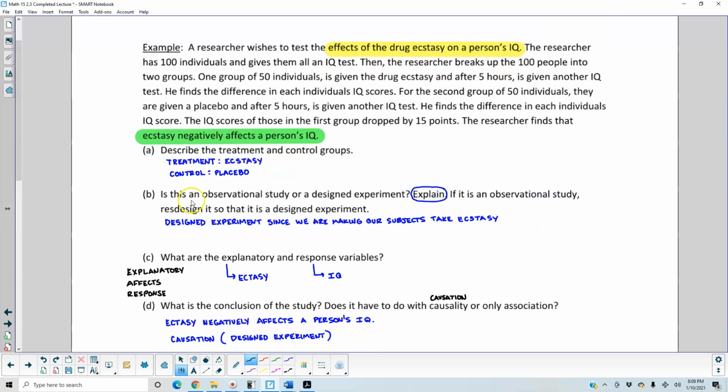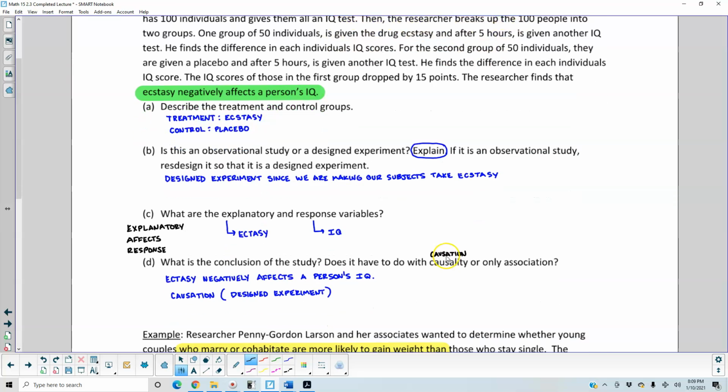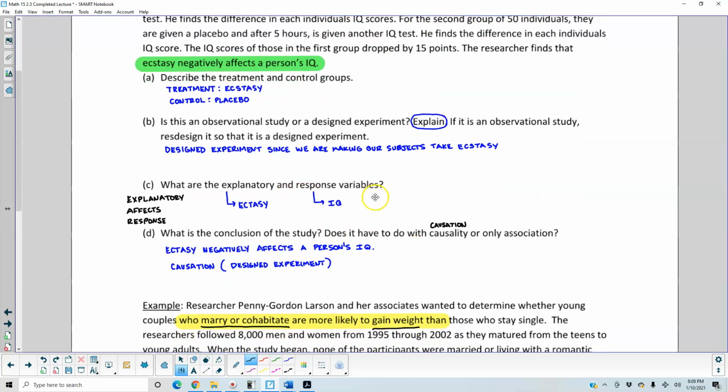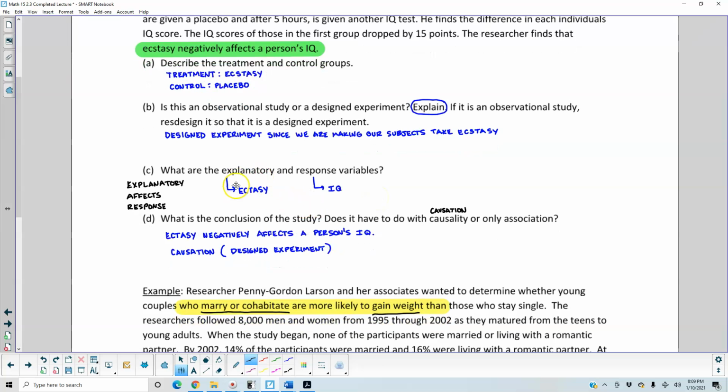In part B, is this an observational study or designed experiment? Explain; if it is an observational study, redesign it so that it is a designed experiment. Well, it's a designed experiment since we are making our subjects take ecstasy. What are the explanatory and response variables? Well, the explanatory variable is the ecstasy, and the response variable is the IQ scores. And remember that explanatory affects response.